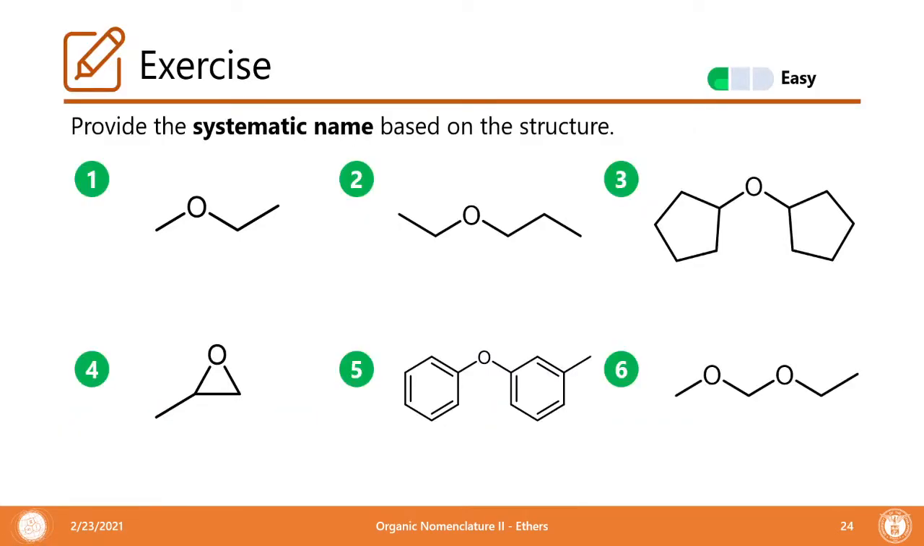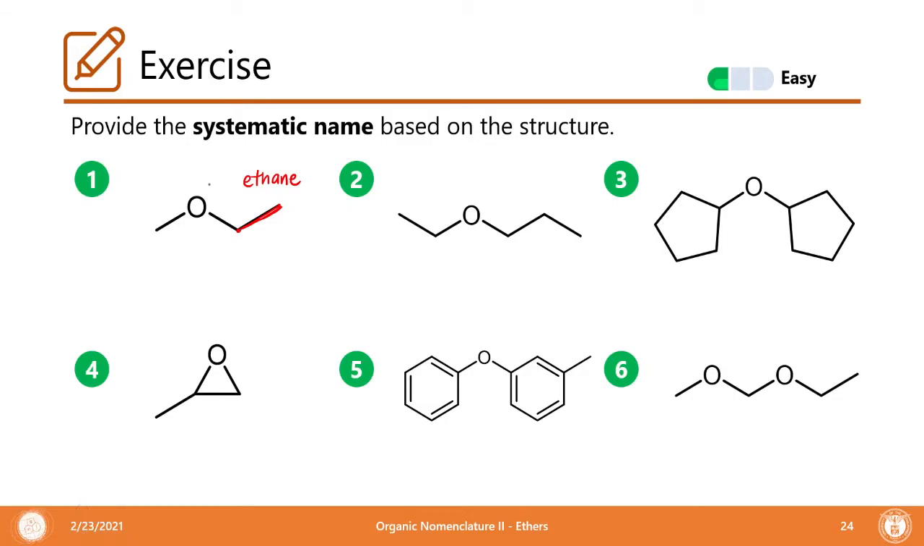Okay, so let's do some exercises. Provide the systematic name based on the structure. For ethers, what we do is look for the longest alkyl chain on each side of the ether. So we choose which one has the longest chain. In this case, we have two choices: a methane on the left and an ethane on the right. And so we choose this, because this is longer, we have an ethane group here.